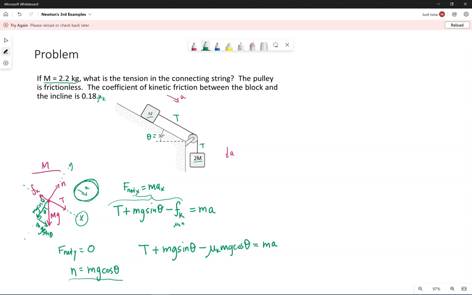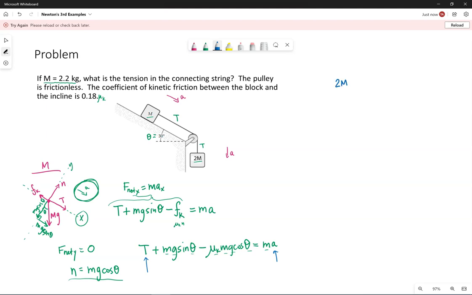We know m and g, we know theta, we know mu, so we know these values. We do not know the tension. That's ultimately what the problem is asking us for. And we do not know the acceleration. So we have two unknowns in this equation, which is fine.